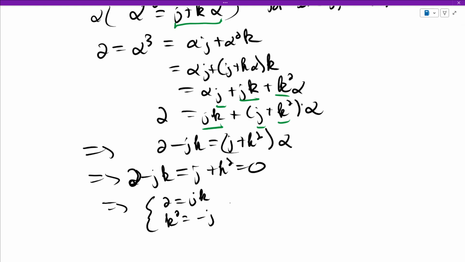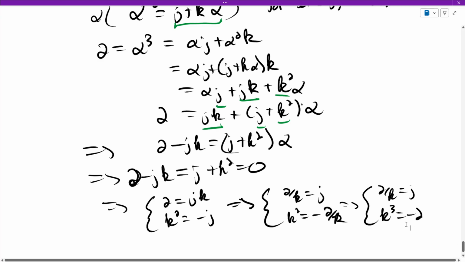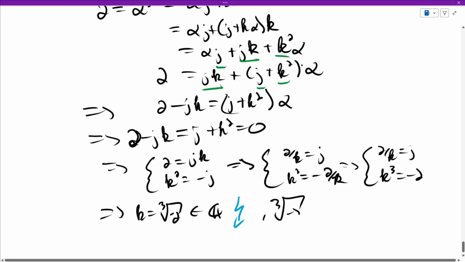All right, let's solve this. I think this first one we can write as 2 over k is j, and then we can plug that into the second one. k squared is negative j, so it's negative 2 over k. So this tells us that 2 over k is j, and k cubed is negative 2. And keep in mind, j and k are rational numbers, and so this is saying that k is a cube root of negative 2, and that that's a rational number, which is a contradiction. This is false. Cube root of 2 is irrational.